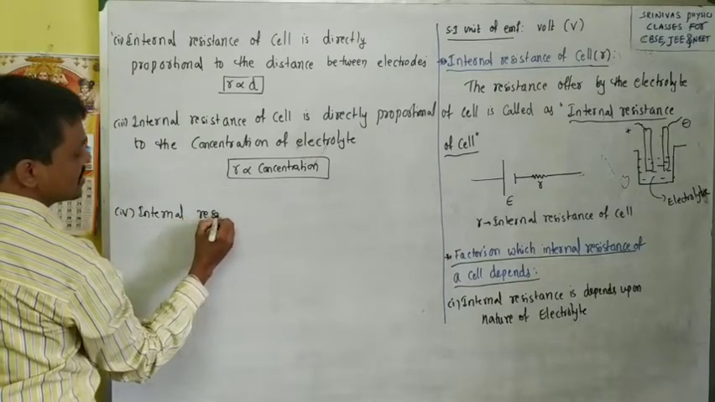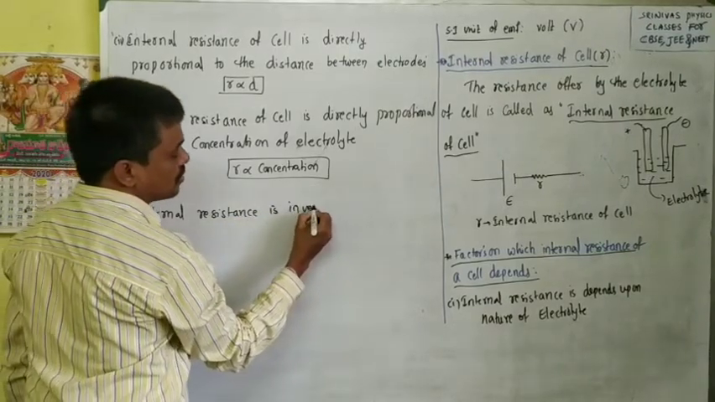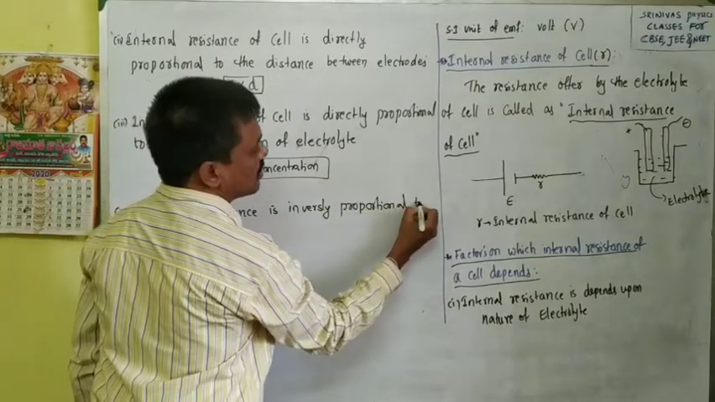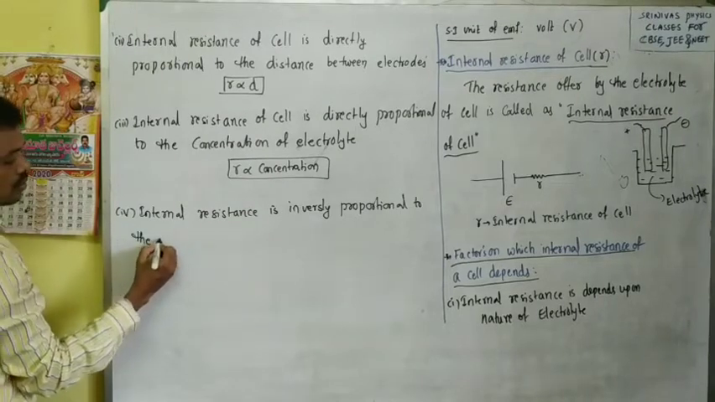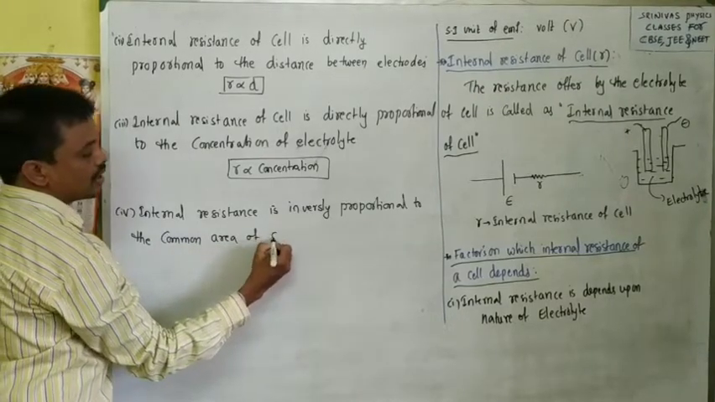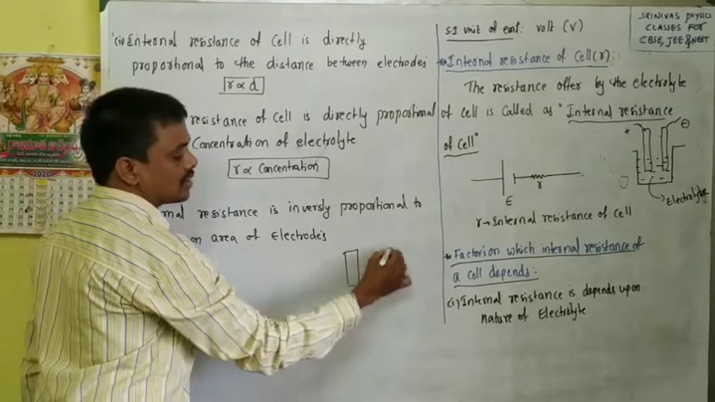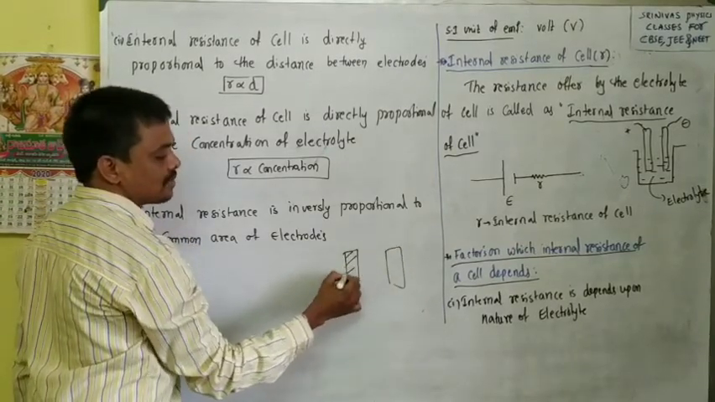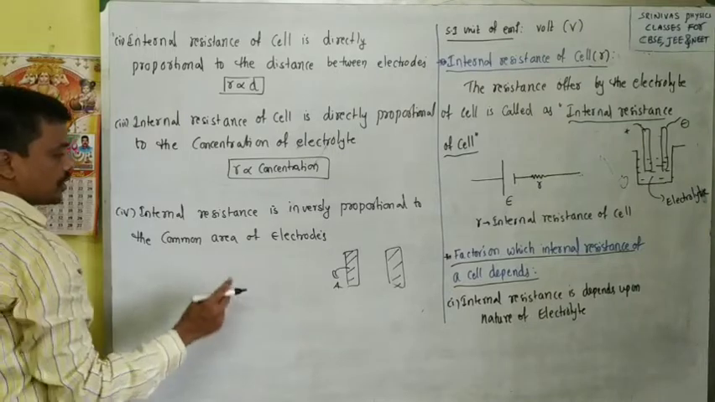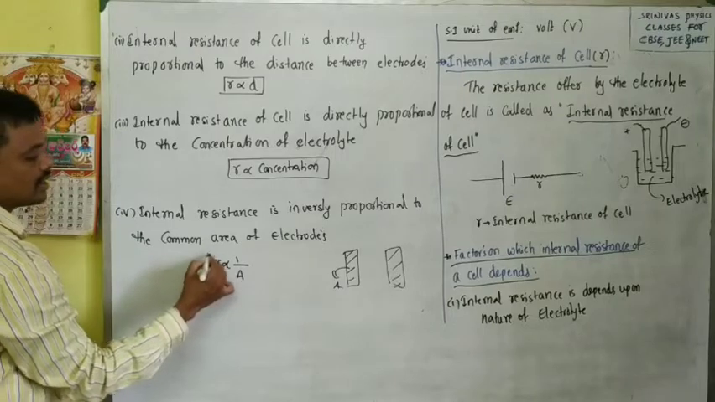Internal resistance is inversely proportional to the common area of the electrodes. Electrodes have some surface area. This is one electrode, this is another electrode, and each has some area. We have to take the common area, the lowest area. Internal resistance is inversely proportional to the common area.